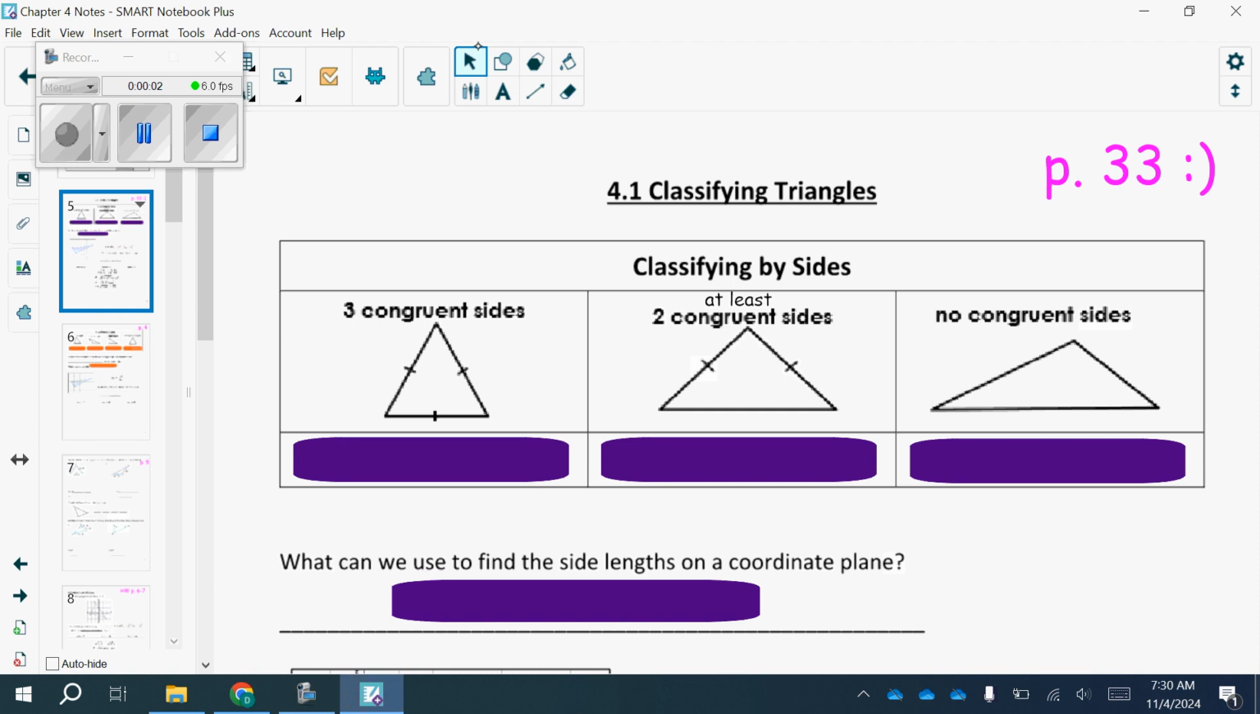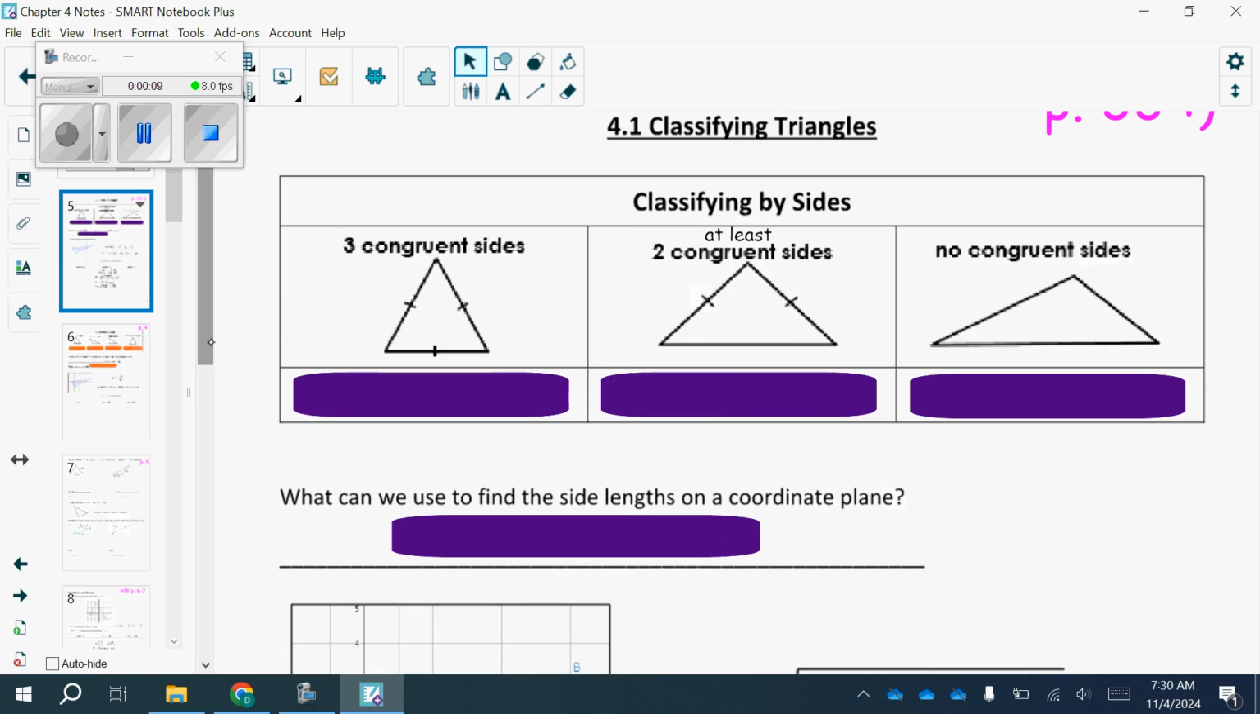Hey, what's up guys? Today we're going to be going over classifying triangles. You can classify triangles based on their sides or their angles, which we will go through both. You'll just classify based on which they give to you.